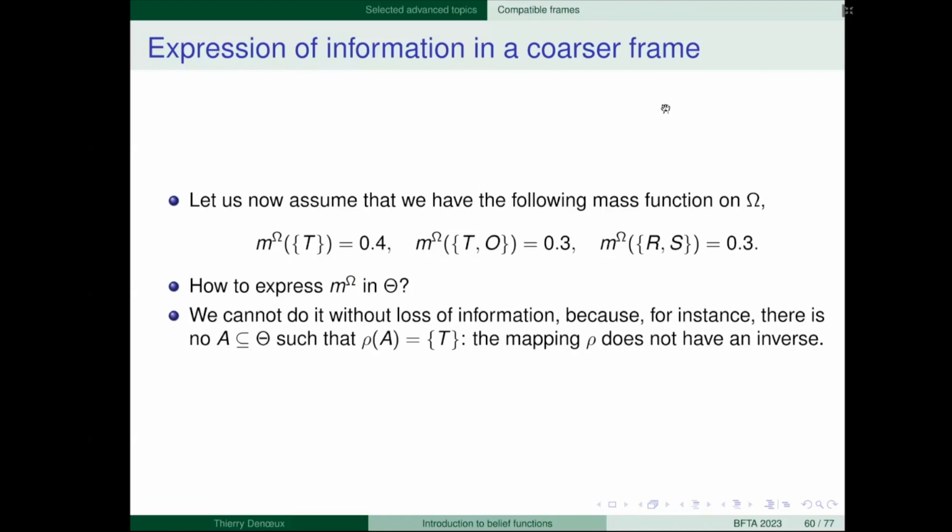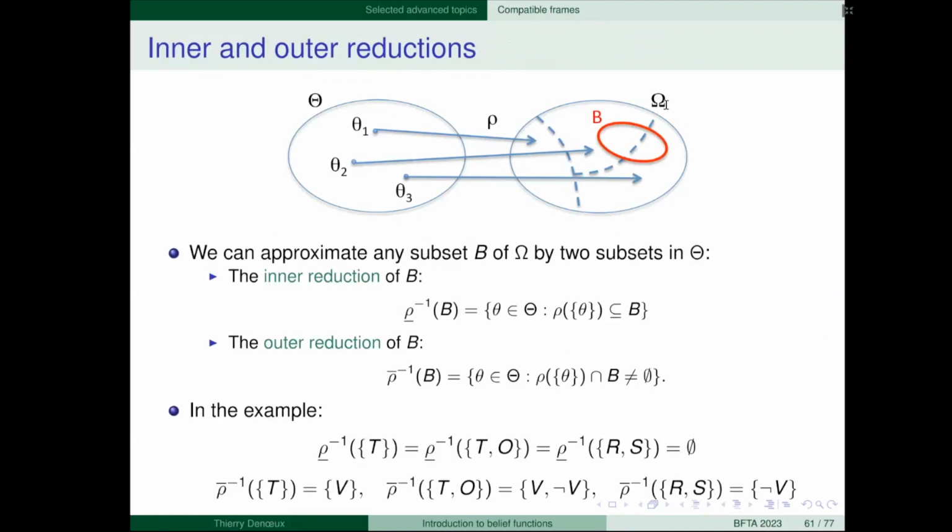And indeed, this cannot be done without loss of information because, for instance, you have some mass on 3, but in theta, there is nothing that means exactly 3. We have only vegetation or not vegetation. Okay? So maybe 3 can be approximated by vegetation, but it's not the same meaning. We lose information. We knew it was 3, not grass. Now it's only represented by vegetation. We have lost information. So here, assume that you start with some subset B of omega. In general, there will not be a subset of theta whose image is exactly B. So that mapping rho does not have an inverse. This is a problem. Okay?